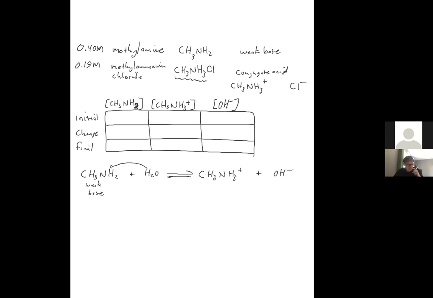Okay, so let's put in our numbers here. The initial amount of methylamine is 0.4. The initial amount of methylammonium is 0.19. And again, just like the previous example, this one starts off as 0. Now, notice this is Kb, right? We're doing the base from the perspective of the base. So we're going to have two products and one reactant.